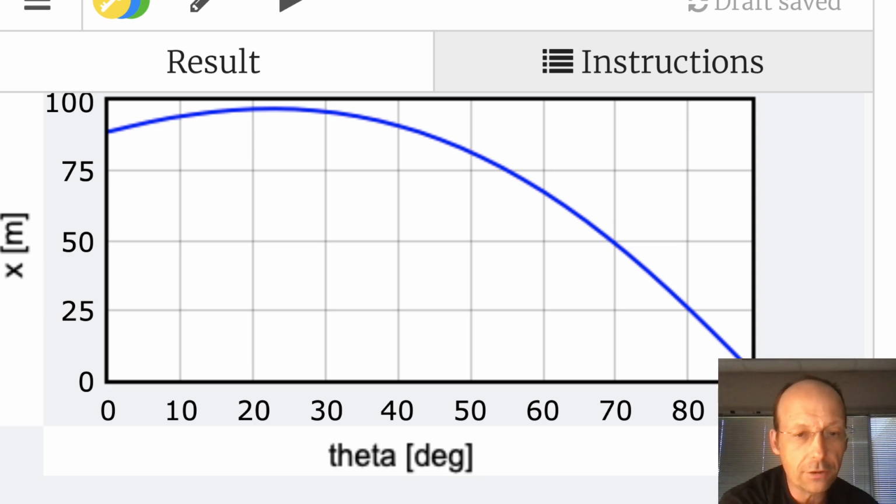Okay, so there's a bunch of fun things you can do with this kind of problem, but mostly I wanted to talk about modeling the range of a ball with air resistance.